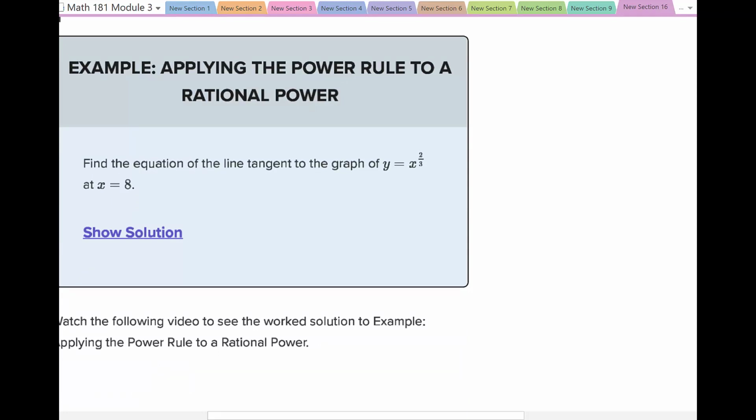Find the equation of the line tangent to the graph of y equals x to the 2/3 at x equals 8. Now we can use the rule. We don't have to go through this whole process again. Our y prime is going to be 2/3 x to the 2/3 minus 1, so it's 2/3 x to the negative 1/3.